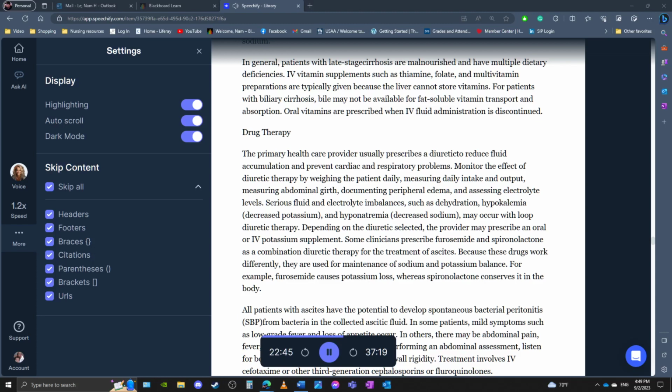If SBP is suspected, a sample of fluid is withdrawn and sent for cell count and culture. If the patient has symptoms of infection, the primary healthcare provider may prescribe antibiotics while awaiting the culture results.